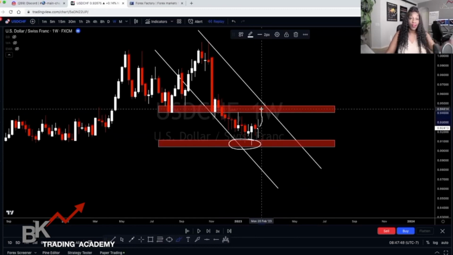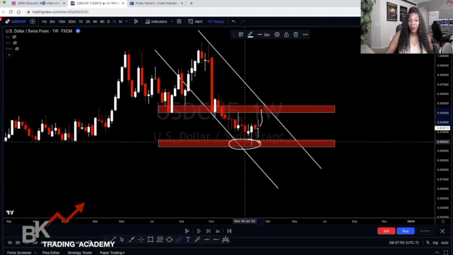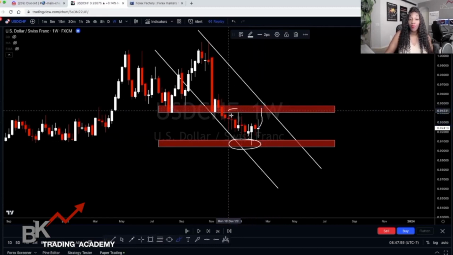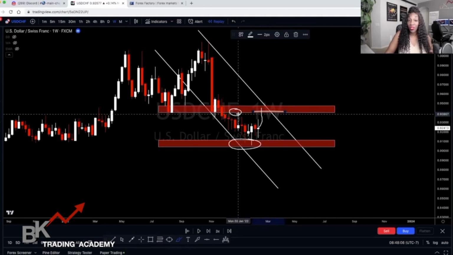So when you are selling, you want to sell at a lower high, not at a lower low, not at support. You don't want to sell at support. You want to sell at a lower high. So this previous resistance, we expected a retest in this area because this is where the market provided a rejection to us previously.